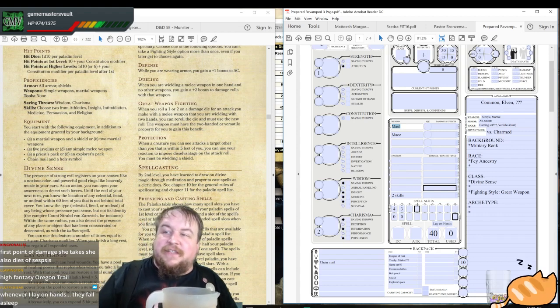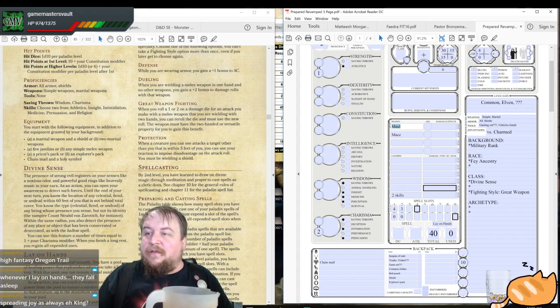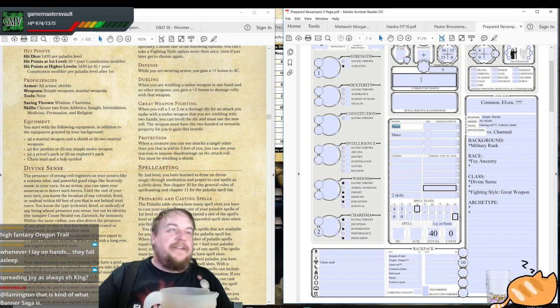Lomington, this is high fantasy Oregon Trail. Fluffy sheep, whenever I lay on hands, they fall asleep. Diadems. Spreading the joy is always a king. A rival appears. Lomington, that's kind of what Banner Saga is, a high fantasy Oregon Trail.